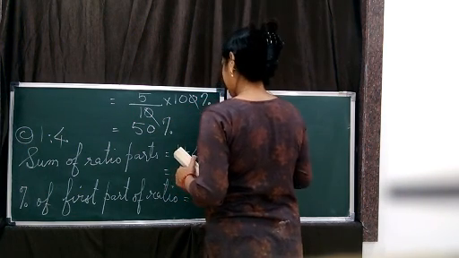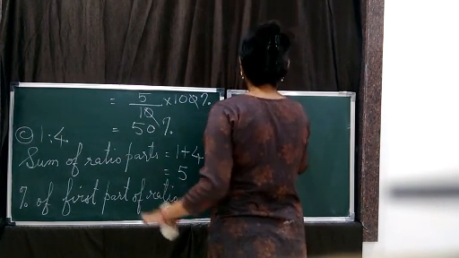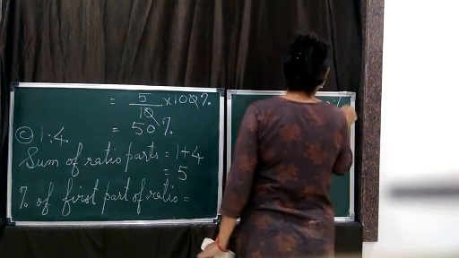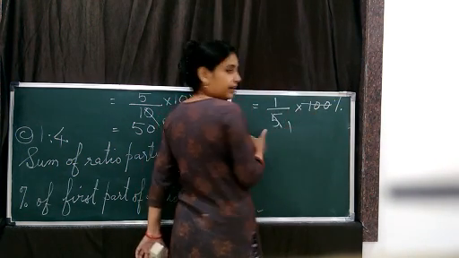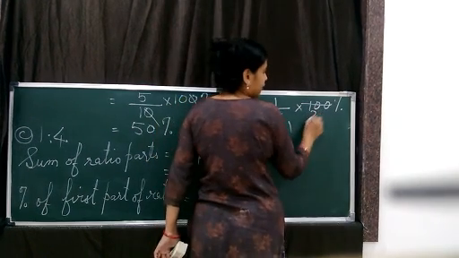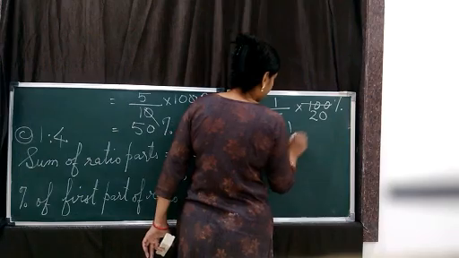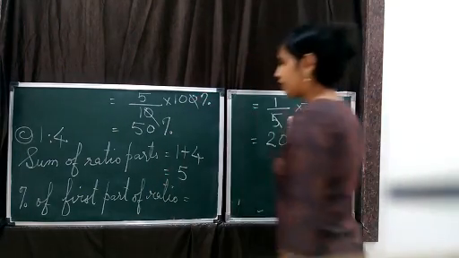So what is the first number here? 1 upon 5 into 100%. Now 5 and 100 can be divided. 5 ones are 5, 5 twos are 10, 5 zeros are 0. So 20 ones are 20%. Okay, this is the first part.